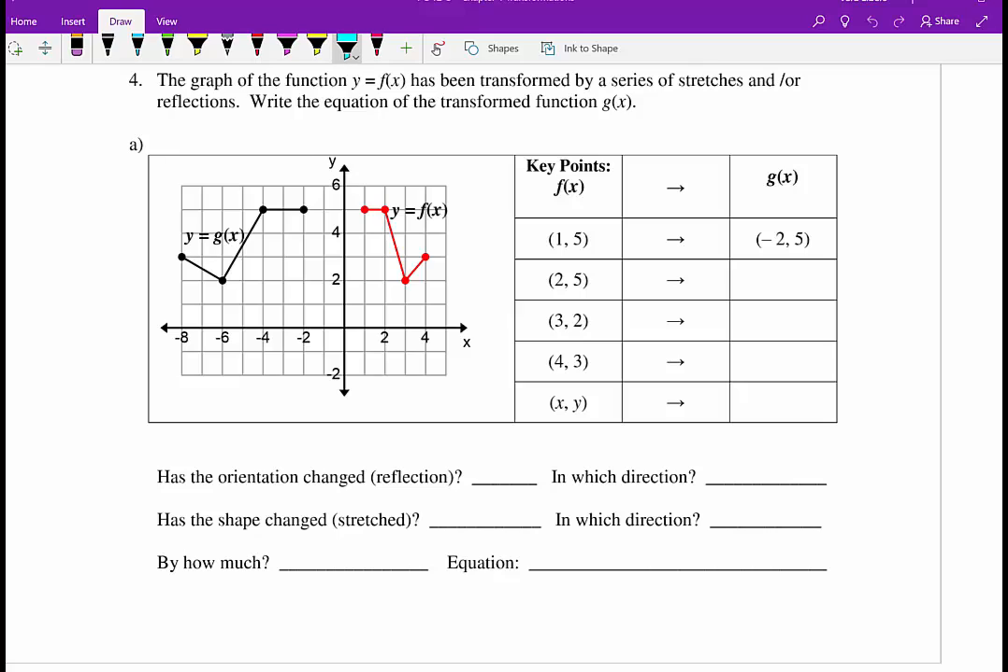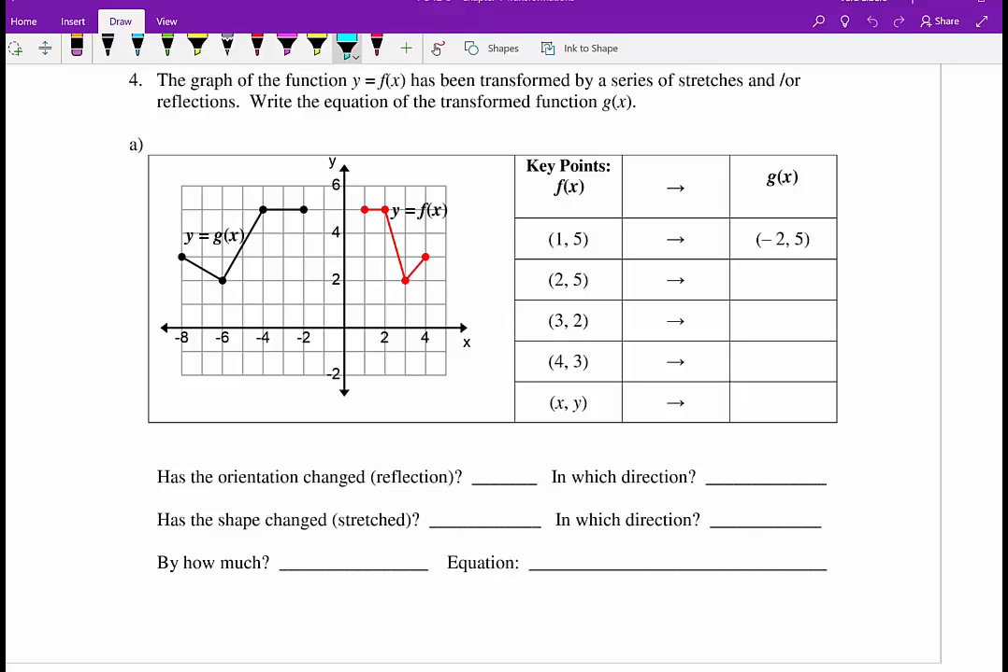So if you look at the table on the right, it is giving you the key points for f of x. I think they're all the ones that I have dots at. And they've shown you that (1, 5) gets transformed to (-2, 5) on function g of x. So what does it look like is going on? Well, if you take a look, your y coordinate's not changing at all. So there's no change in y. The change is only on x.